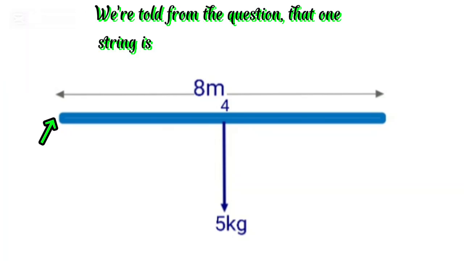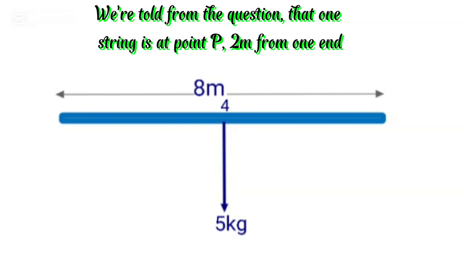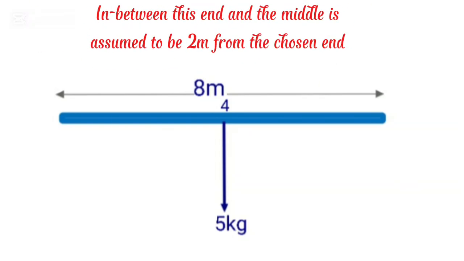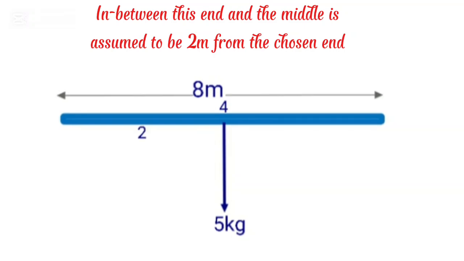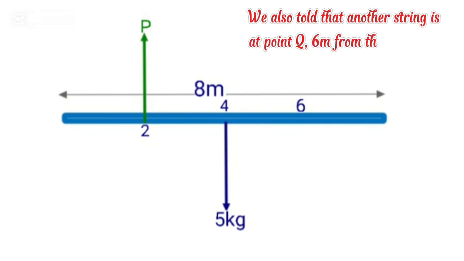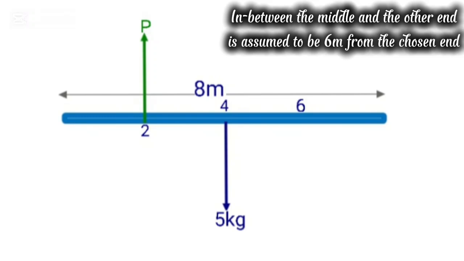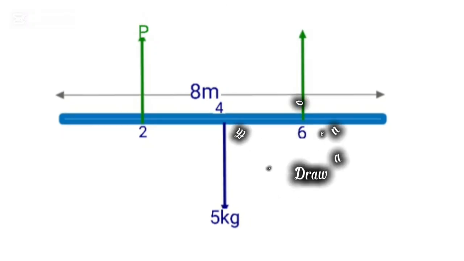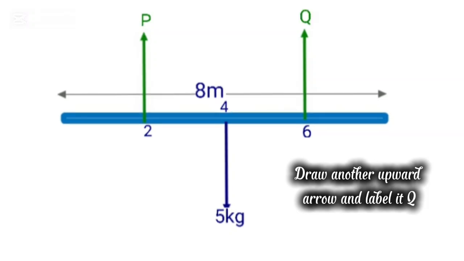We are told from the question that one string is at point P, 2 meters from one end. In between this end and the middle is 2 meters from the chosen end. Draw an upward arrow and label it P. We are also told that another string is at point Q, 6 meters from the same end. In between the middle and the other end is 6 meters from the chosen end. Draw another upward arrow and label it Q.